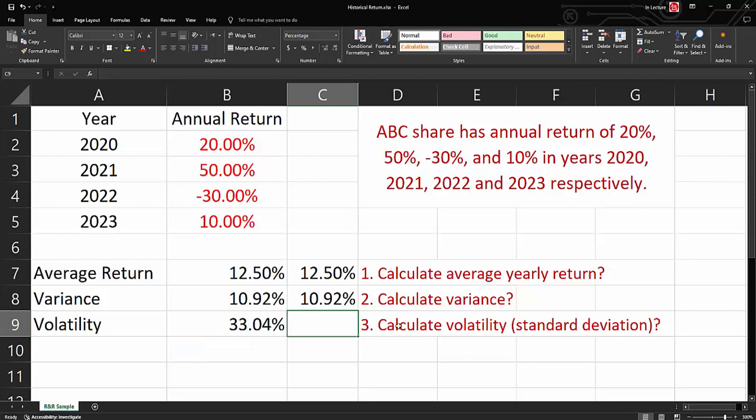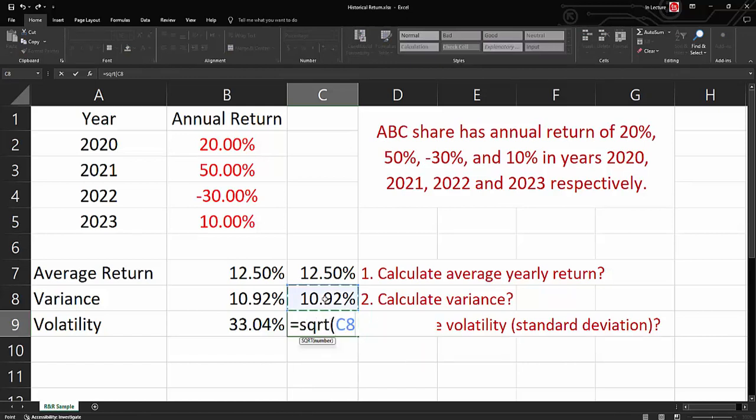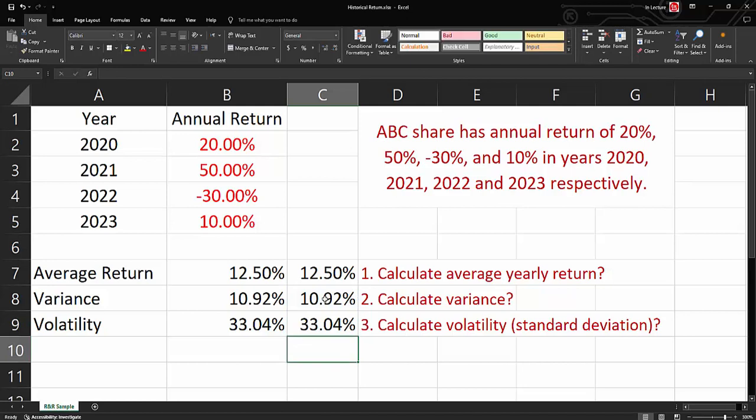What about we would like to calculate it based on our formula? So we know that our standard deviation or volatility is the square root of our variance that we calculated earlier. And it will give you exactly the same percentage. So we recommend that you use Excel as it will save you a lot of time.